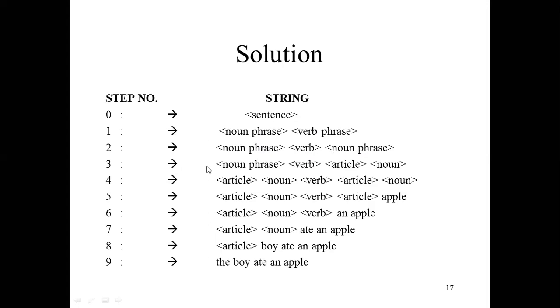Okay. Now come to the next step. Just I am writing again noun phrase as it is, verb as it is. Noun phrase again can be broken as article and noun.